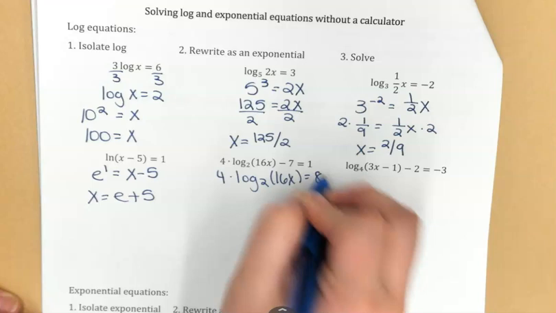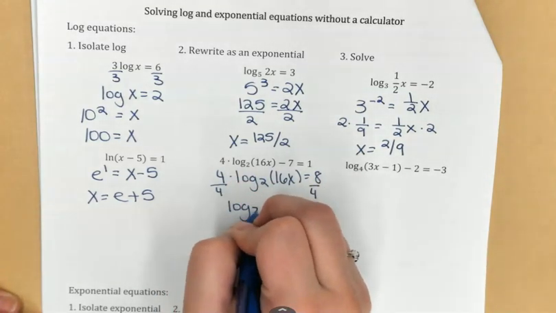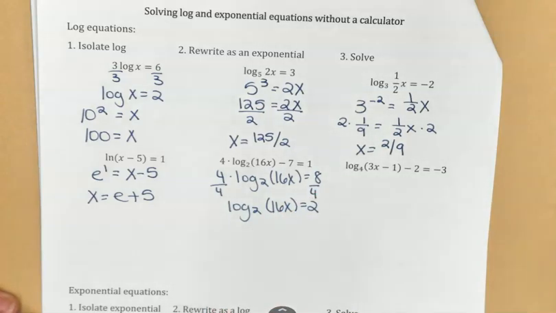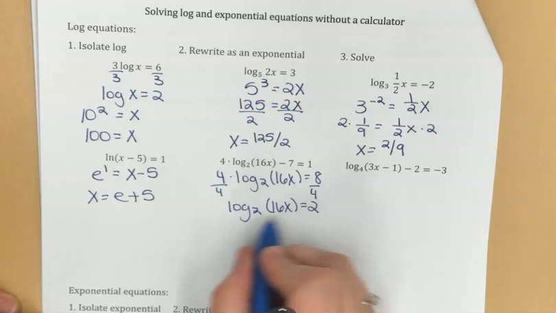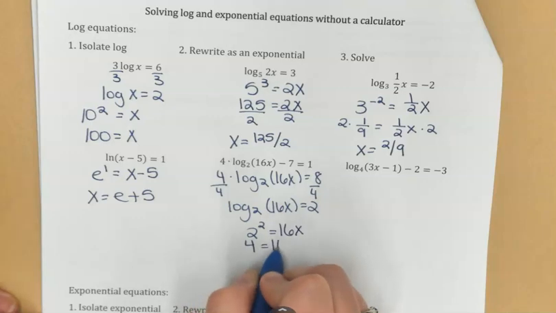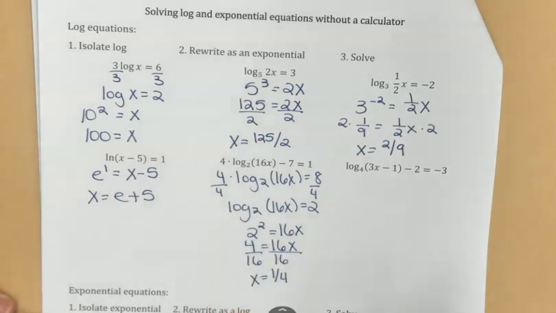On the next one, I need to add 7. So this will be equal to 8. Then I can divide by 4. And the log base 2 of 16x is equal to 2. Once my log's by itself, I can write this as an exponential. And I know that 2 squared is equal to 16x. Well, 2 squared is 4. So to finish solving this for x, I'm just going to divide both sides by 16. This will stay a fraction, but I can reduce it to 1/4.